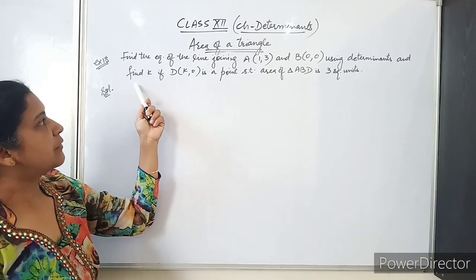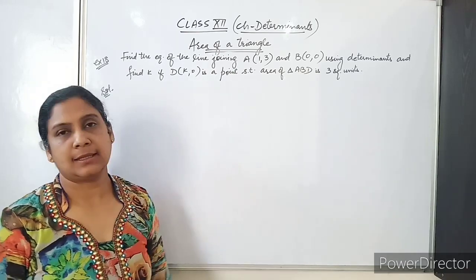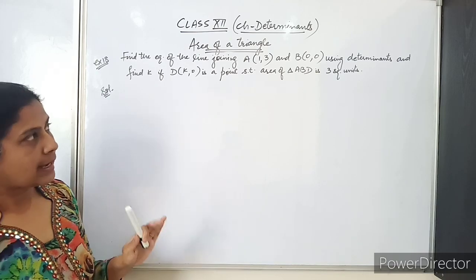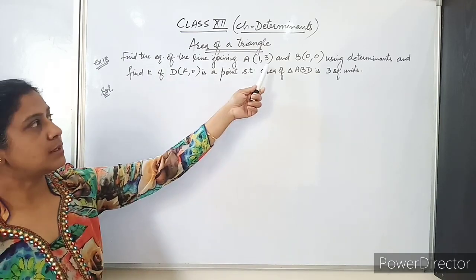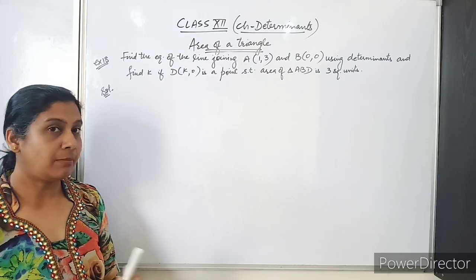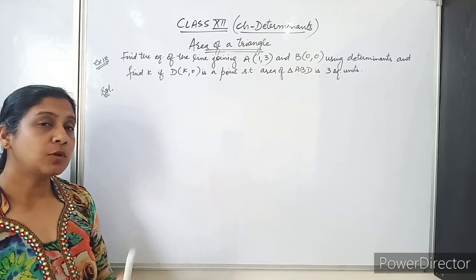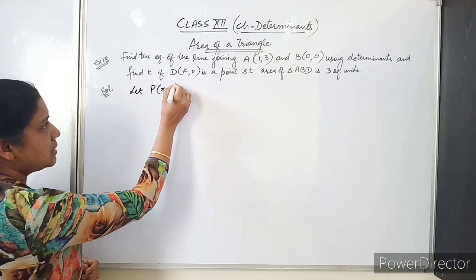And second part, find k if D(k, 0) is a point such that the area of the triangle is 3 square units. I'll be dealing with the first part first of all. I have to find out the equation of the line joining the points A and B. If there is a line joining the points A and B, many other points will also lie on it. So I am going to take a general point, any point P, which lies on that line.